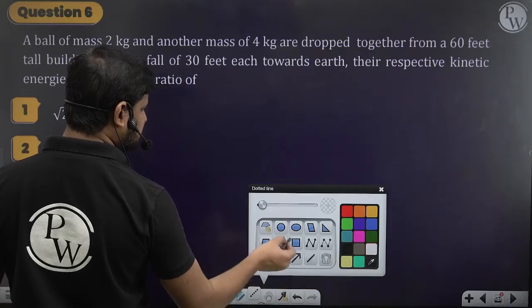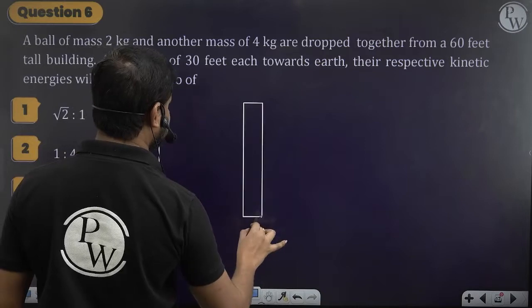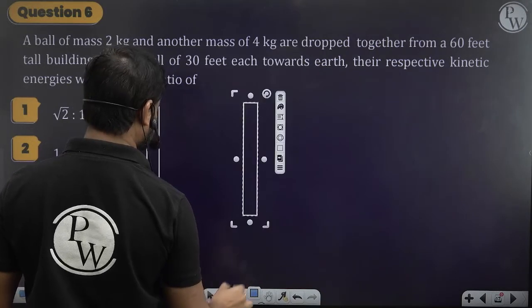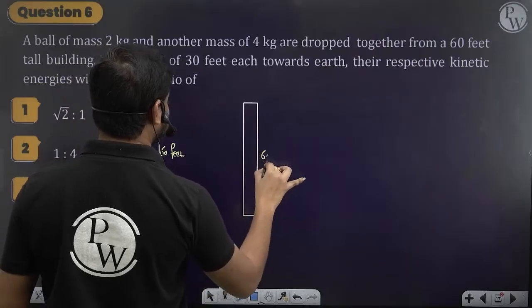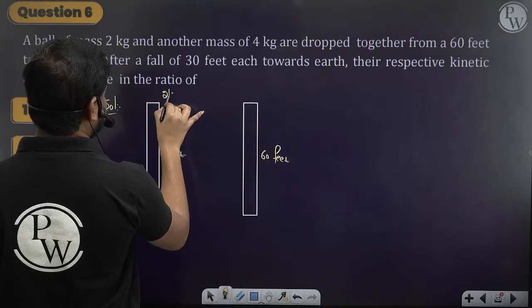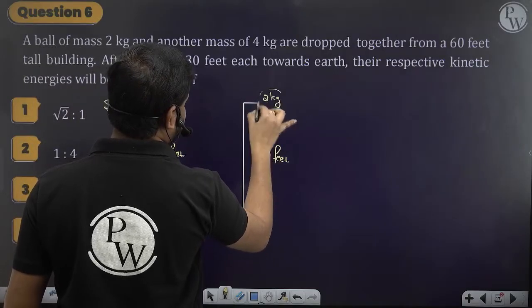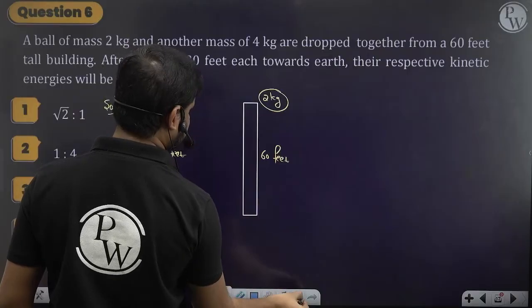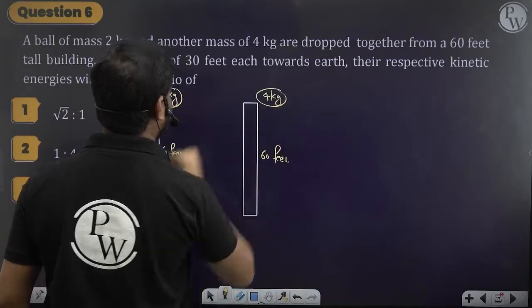The first thing is, this is a 60 feet tall building, and here also let's take a 60 feet tall building. Now here the 2 kg body is dropped from here, and here also a 2 kg body is dropped. So 2 kg or 4 kg? It is 4 kg, sorry. It is a 4 kg body that is dropped.